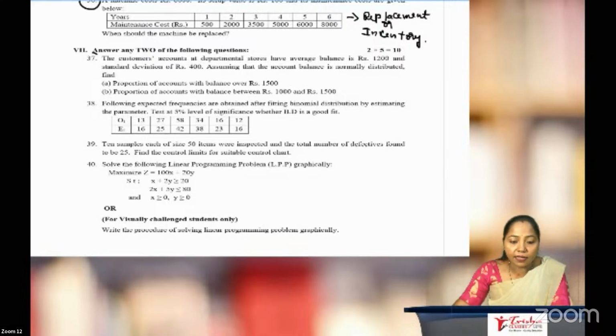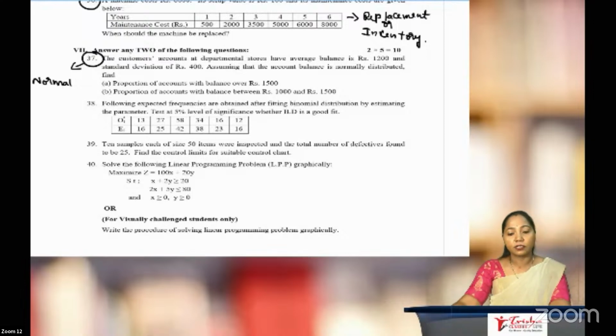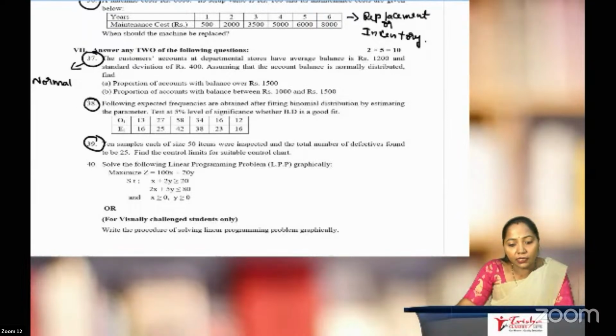Question number 37, dear students, is most of the time from normal distribution, that is from theoretical distribution. It could be to write the 5 features or characteristics of normal distribution, or it could be to find the probability or the percentage or the proportion related to normal distribution. So the sum question number 37 is from normal distribution. Now question number 38 and question number 39, sorry, not question number 39. I'm very sorry. Question number 38 is from inference.